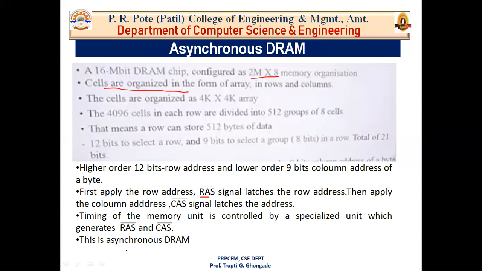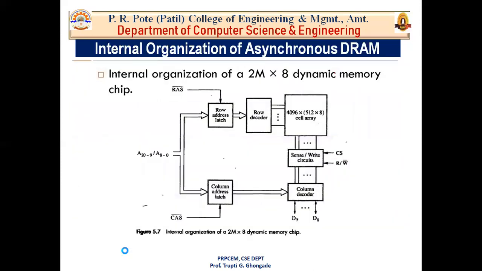So this is an asynchronous dynamic RAM. And this is the internal organization of a 2M by 8 memory, that is, a 16 megabit memory chip.